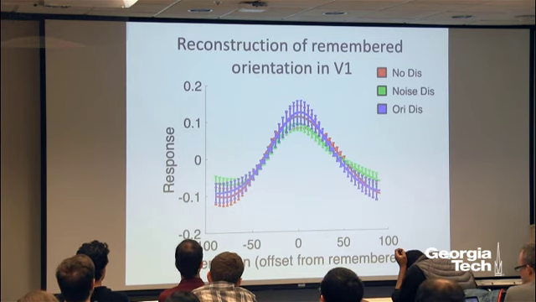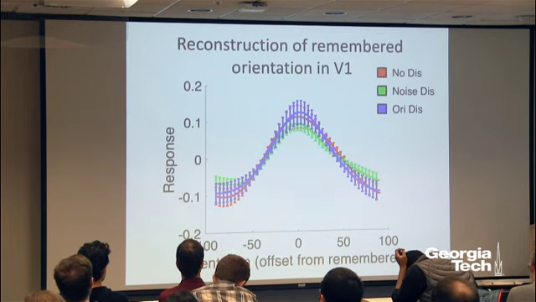Okay, so when we do this task, we know we're driving V1 super hard. When we actually go in and try to reconstruct the remembered orientation using the second method I talked about, so we can get a continuous output, what we see is that there's absolutely no difference between the three conditions. If you line them up, they fall right on top of each other.